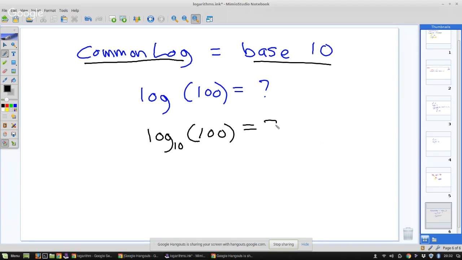All right, what does this mean? Well, the base is 10. A logarithm is a power. So 10 to what power is 100? And oftentimes we can just guess. Oh, yeah, I know that. 10 squared, that's 100. But it doesn't always work that way.